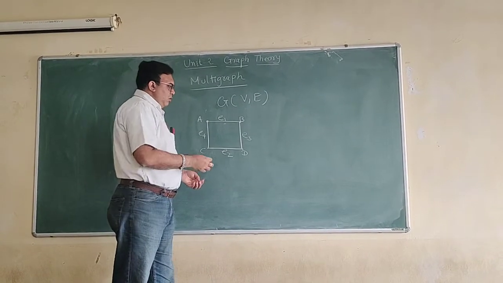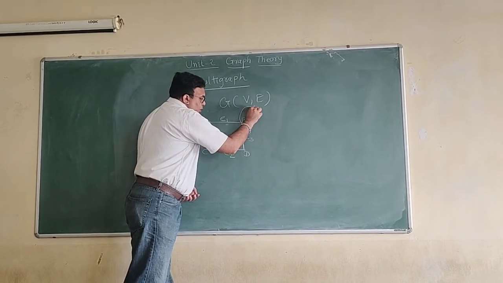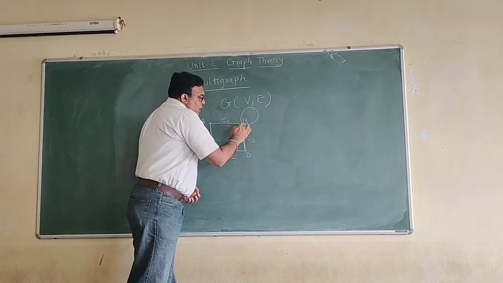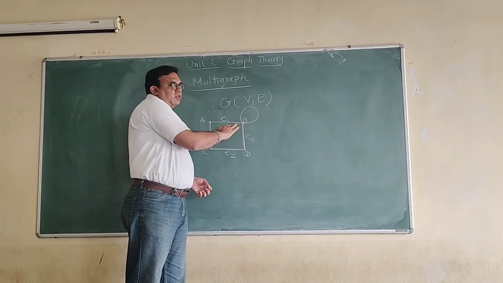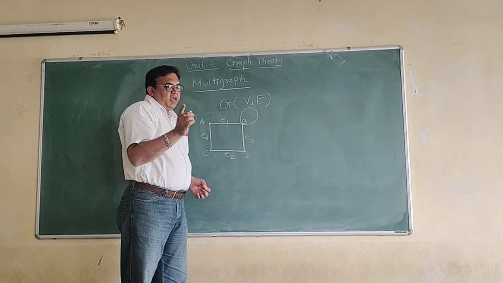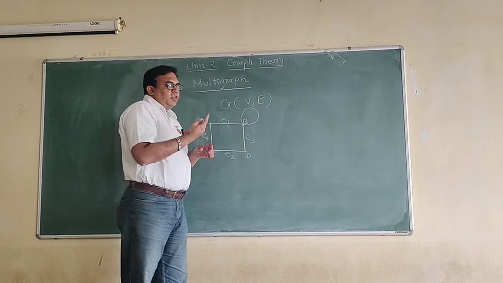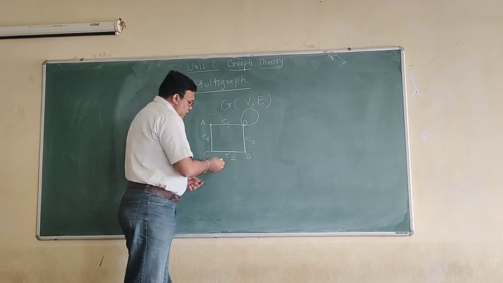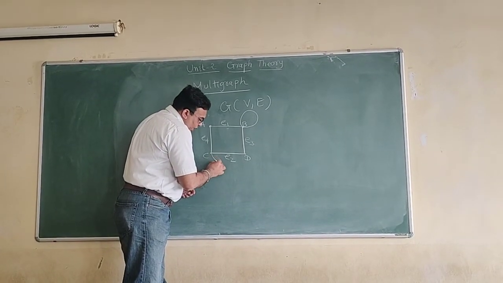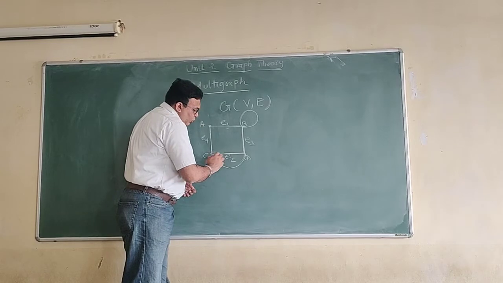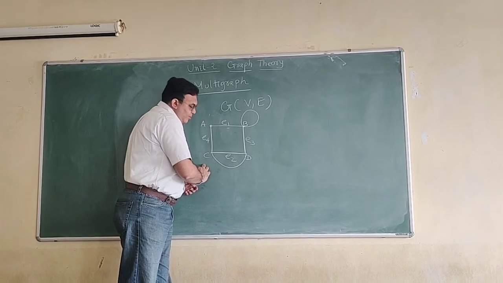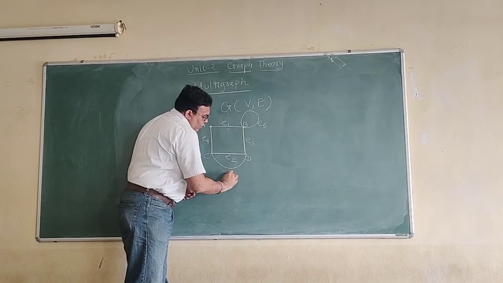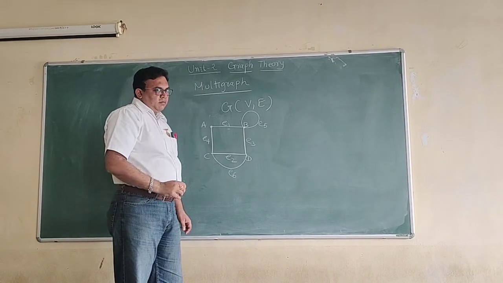With the same example, if I draw a loop like this, it means what? The edge on a single vertex, in the form of one loop. Or if I draw one edge like this between 2 vertices C and D, I give one name E5 over here, and I give one more name E6 over here. Clear?